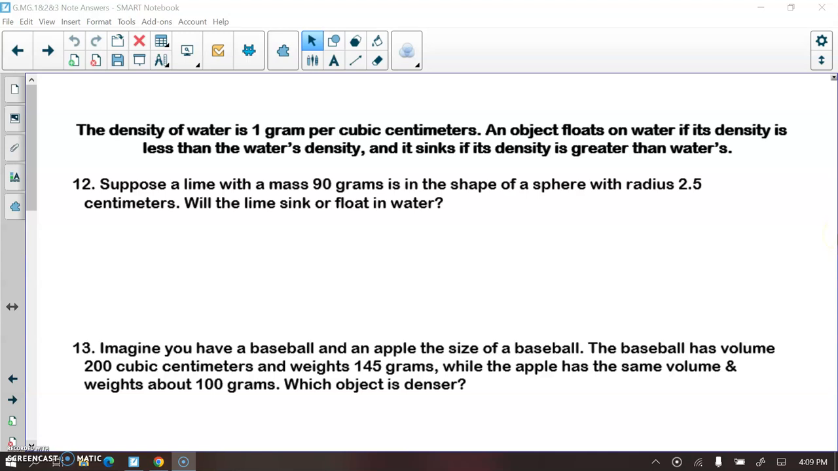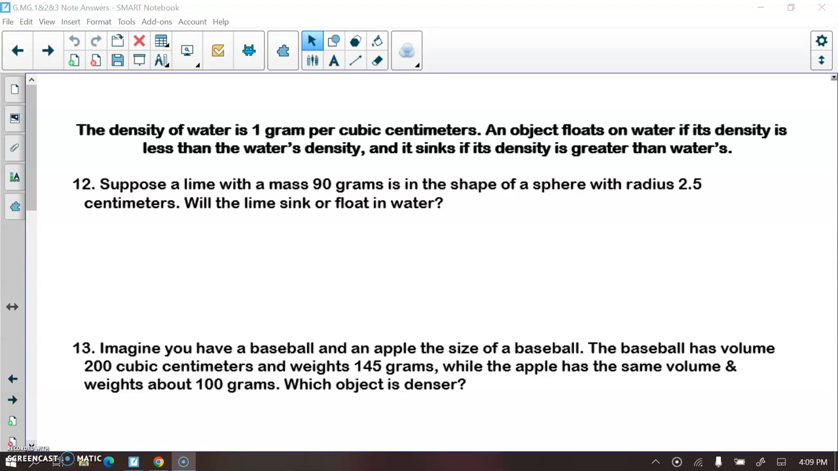All right, so the density of water is 1 gram per cubic centimeter. An object will float on water if its density is less than the water's density, and it will sink if its density is greater than the water's. So for number 12, suppose a lime with a mass of 90 grams is in the shape of a sphere with a radius of 2.5 centimeters. We want to see if the lime will sink or float.